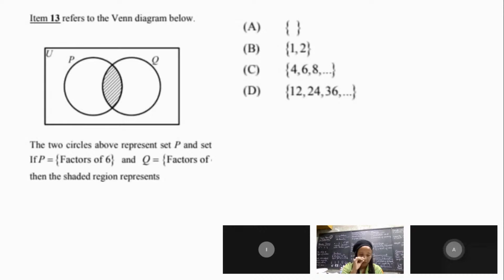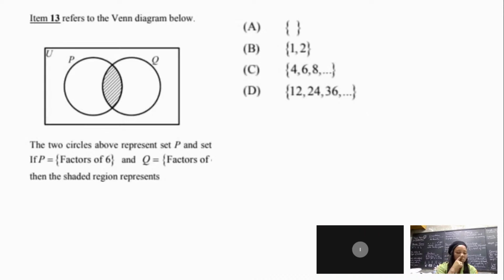All right, Imani. Item 13 refers to the diagram below. The two circles represent set P, and if set P is factors of 6 and set Q is factors of 4, then the shaded region represents what? Factors are numbers that go into another number without leaving a remainder. The shaded region would represent the common factors of 6 and 4, which are 1 and 2, which is B.